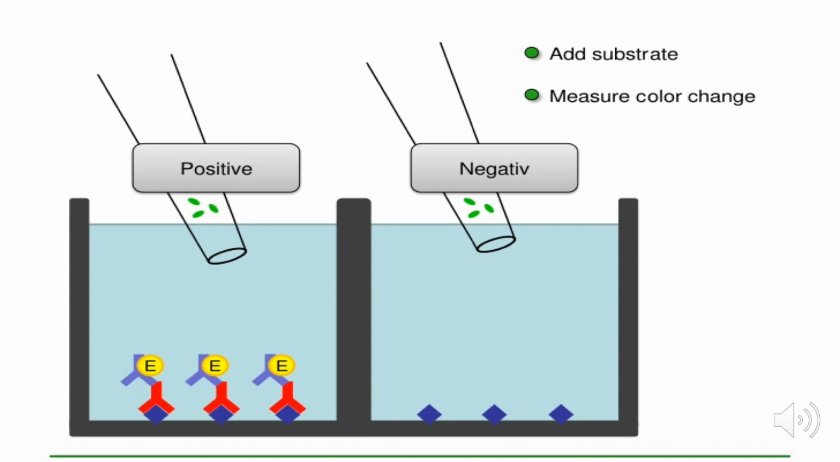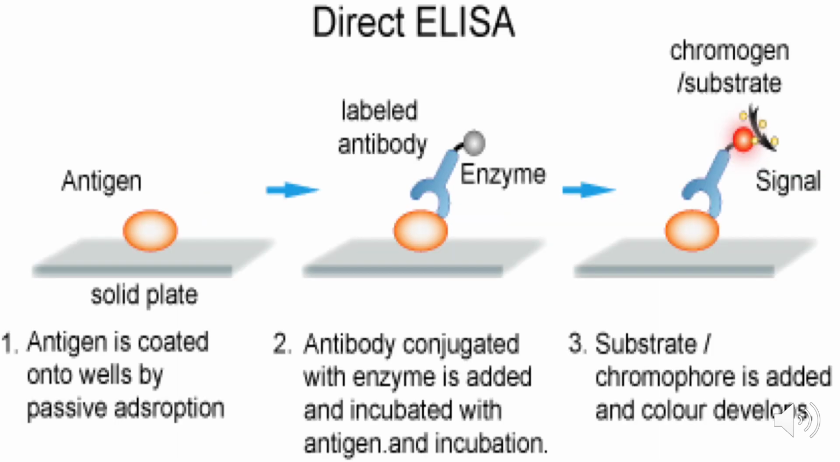Let's review. Sandwich type is used to detect antigen. Indirect type is used to detect antibody. The last but not the least, the non-competitive direct type. It is named direct because you will just simply add the antibody carrying the label into your sample, and the main role of that antibody is to look for that specific antigen.